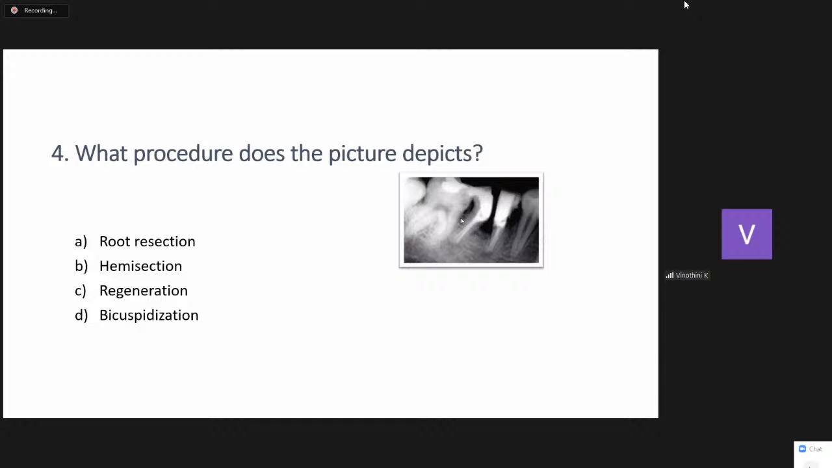This is not hemisection. Hemisection is where we have to remove one half totally. If you are going to remove this fully, that's only called hemisection. This is bicuspidization. We are just going to remove the middle portion alone, and the two portions are intact. So this is bicuspidization. Fine.